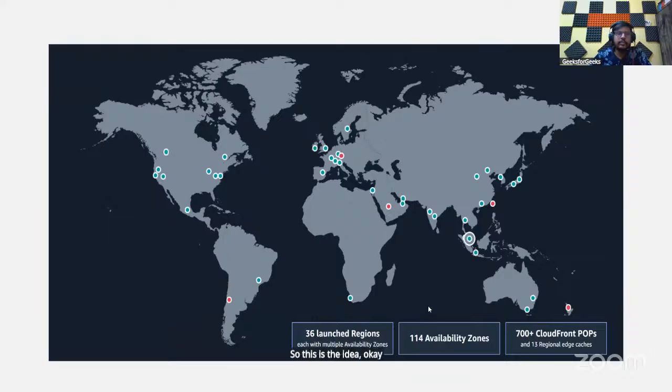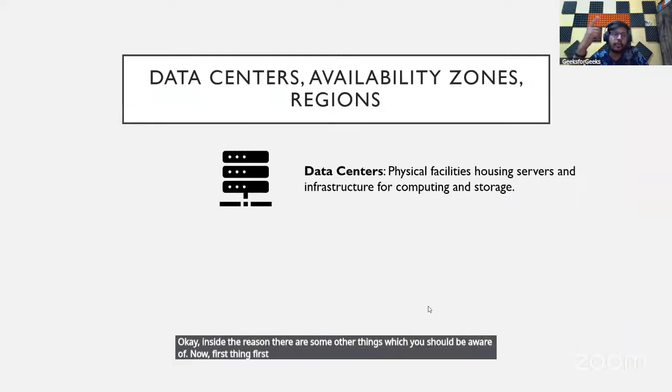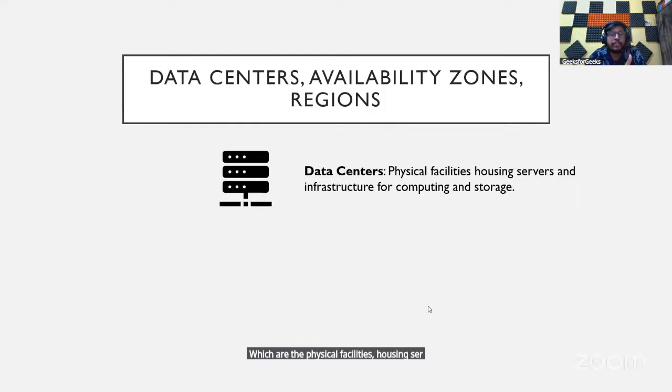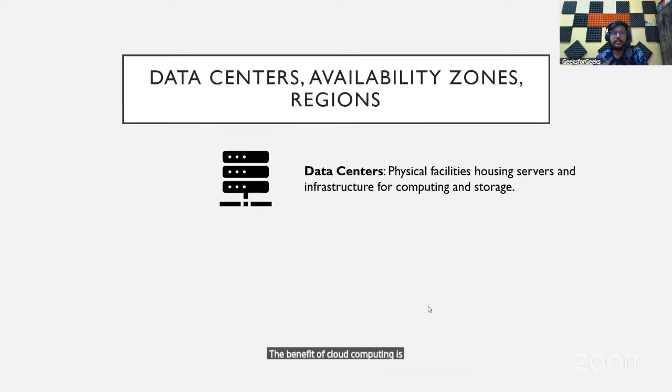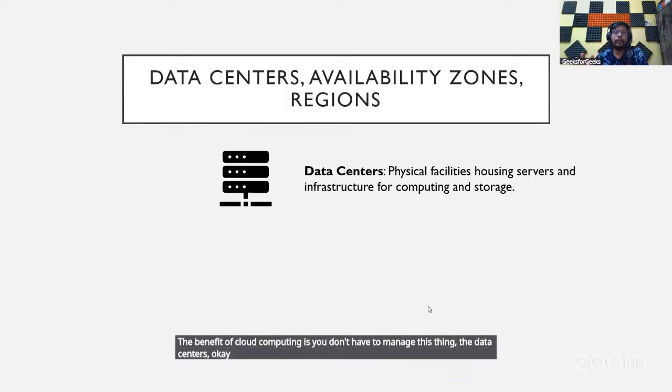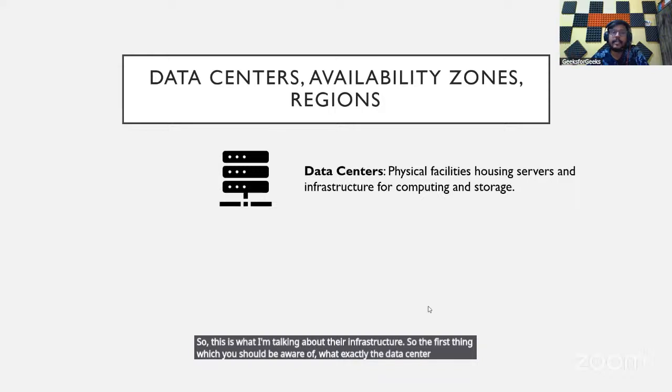This region is not only specific to that location. Inside the region there are some other things which you should be aware of. First thing first, which you should know about, is the data center. Data centers are the physical facilities housing servers and infrastructure for computing and storage. As I said, the benefit of cloud computing is you don't have to manage the data centers. They're going to do it for you, but at last your application will run on data centers. This is what I'm talking about, their infrastructure. The data center is the place where your application gets deployed and is up and running.